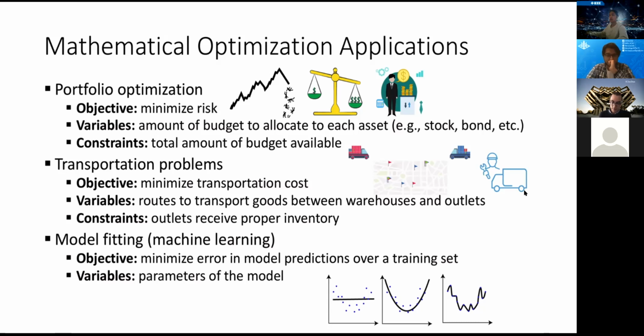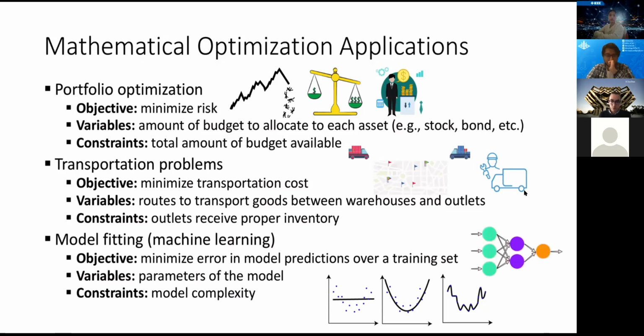So let's take an example of a neural network. In a neural network, we need to decide how many hidden layers we need, right? Or how many neurons we should select for each hidden layer. So these are the variables, these are the parameters we should decide. The constraint is apparent: the model complexity limits us.